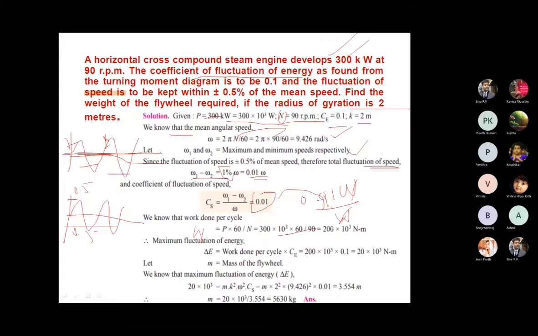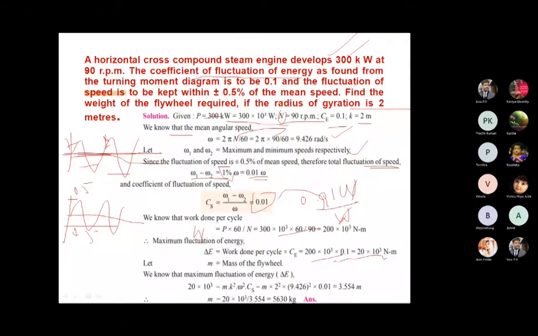Now come to the maximum fluctuation of energy, delta E, equal to work done per cycle into Cs. So work done per cycle value 200 into 10 power 3, into Cs value 0.1. Finally, after simplifying, we will get 20 into 10 power 3 Newton meter.